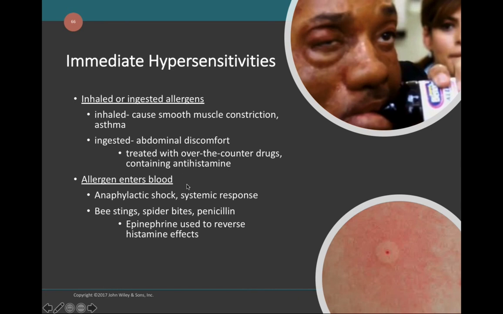However, if the allergen is able to make its way into the blood, we do get a systemic response, which can be very, very dangerous. Bee stings, spider bites, and penicillin can all lead to systemic anaphylactic shock. Individuals that are allergic to these types of stimuli will generally have to carry an EpiPen around with them. An EpiPen contains epinephrine, and this will be used to enhance the sympathetic response should your body start going into anaphylactic shock.